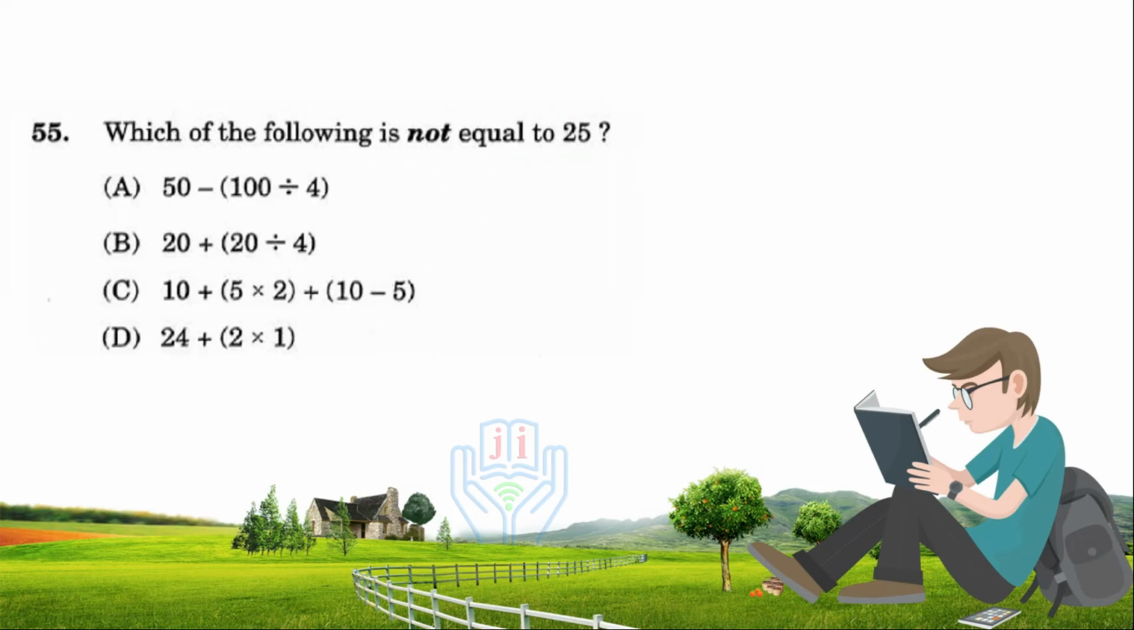Next question. Which of the following is not equal to 25? You divide 100 by 4, that is 25. 50 minus 25 is 25. 20 divided by 4 means 5, 20 plus 5 is 25. 5 twos are 10, 10 plus 10, 20 plus 10 minus 5, 10 plus 10 plus 5, 25. So answer will be D, because 24 plus 2 into 1 is 26, so it is not equal to 25. Answer will be D.